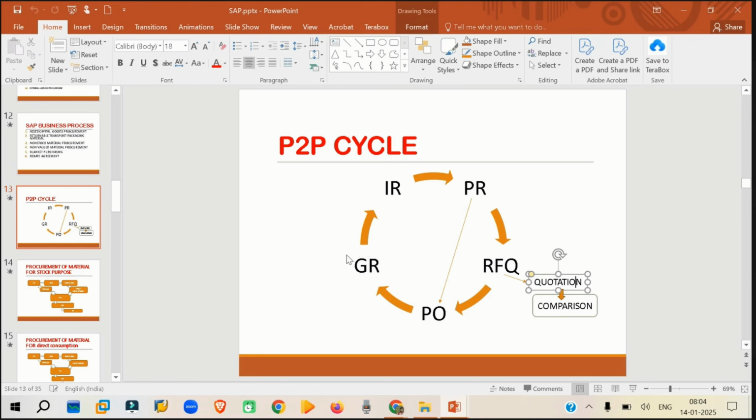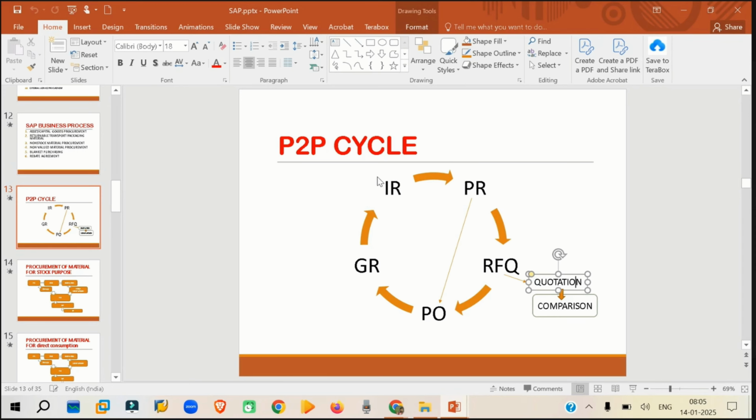Once you are receiving the item, there will be an invoice, right? You are purchasing something, so that has a cost, and there will be an invoice. That invoice is called the invoice receipt, or IR process. So when you receive the good, with respect to that you have to create an invoice receipt, and with respect to that invoice receipt you can pay the supplier or vendor. Payment is part of the payment department or finance department. So basically this will be coming under the P2P cycle from PR to IR.